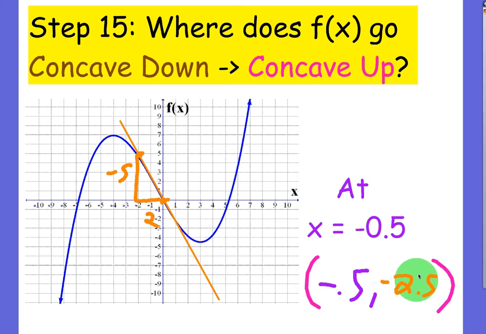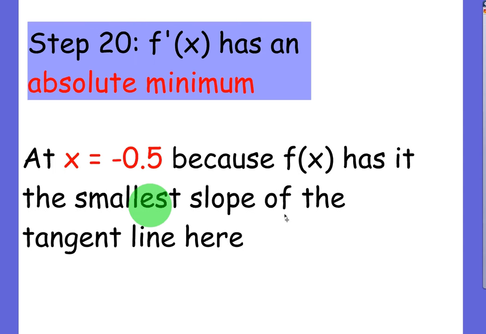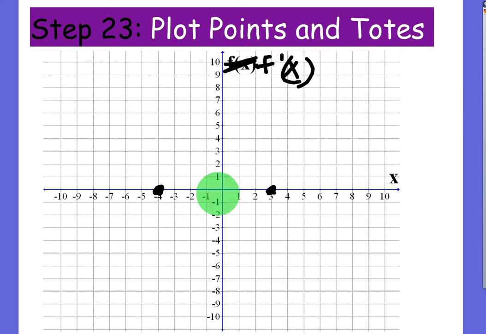So when I go to graph my derivative, I know that the relative min is going to be somewhere around negative 0.5, negative 2.5. Again, that's just as an estimate, but this y value comes from the slope of the tangent line there. Unfortunately, when we found our absolute minimum, it was actually at exactly the same point. So it will also be the relative minimum at negative 0.5, negative 2.5. So let's go ahead and put one there. Now again, this is just an estimate.